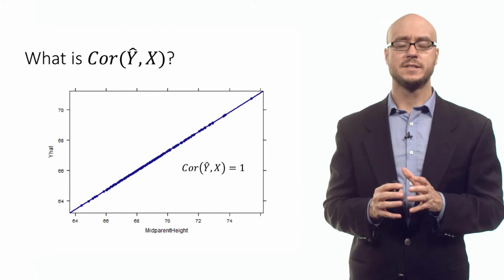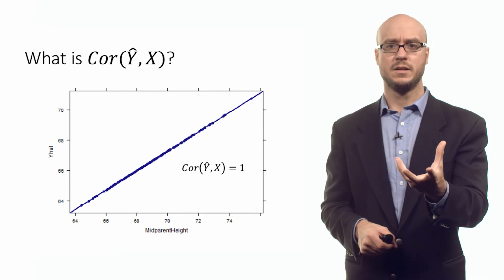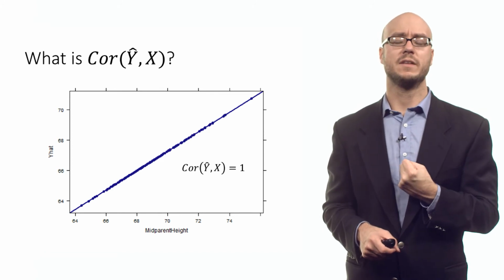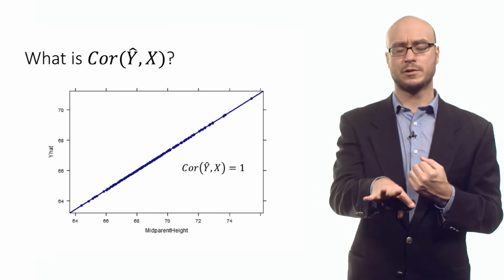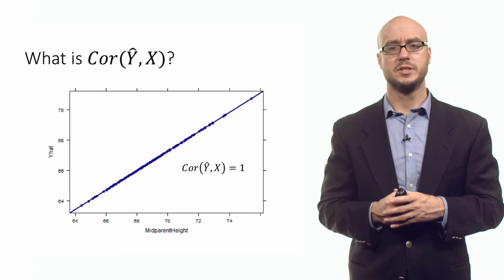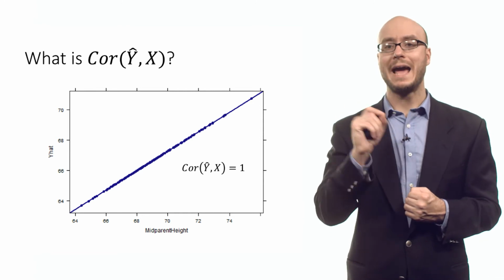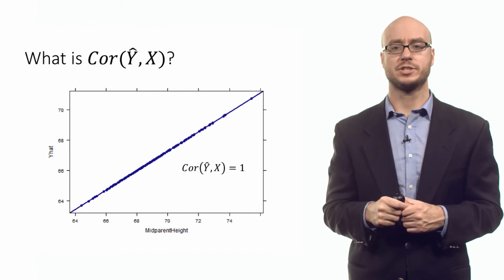You can think of this as, in the context of the Galton example, the predicted or expected values of the height of children based on the actual or raw value of the height of the parents. Well, what's the correlation between these two? Well, the correlation is in fact 1. That's because all the y-hats fit on the simple linear regression line.